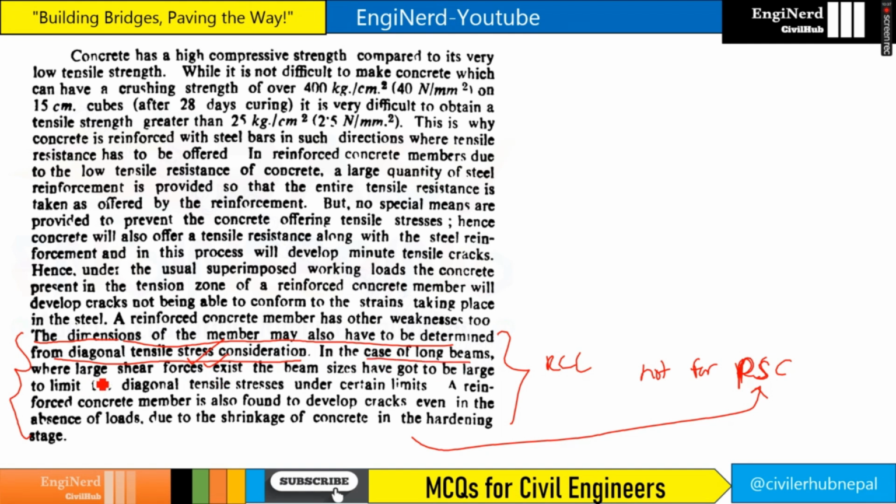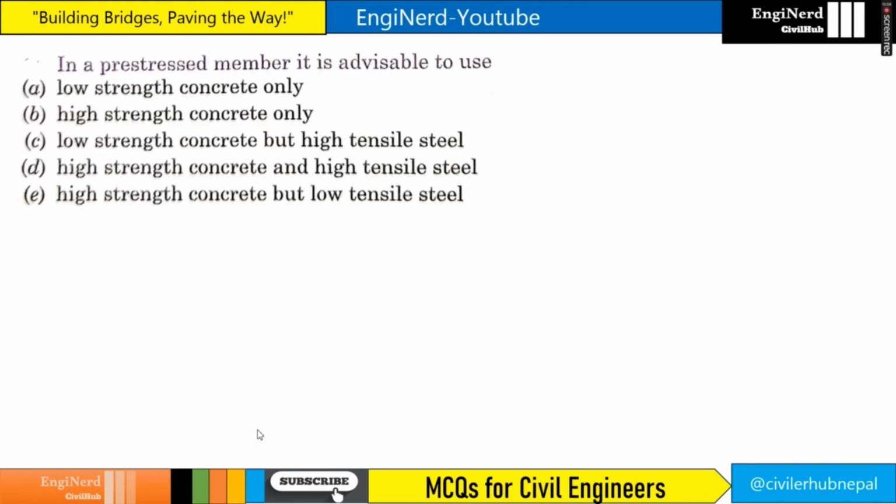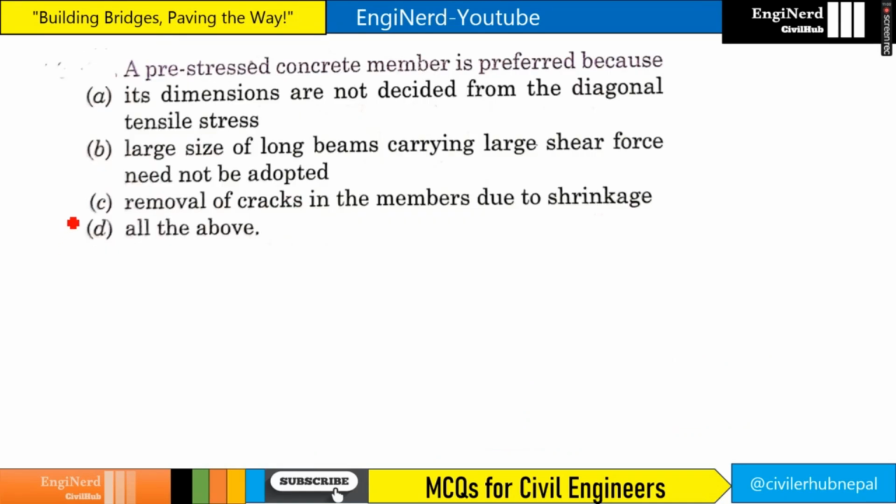In the case of long beams where a large shear force exists, the beam size has to be large to limit the diagonal tensile stress under certain limits. A reinforced concrete member is also found to develop cracks even in the absence of load due to shrinkage of concrete in the hardening stage. So these are the problems of RCC. This can't be found in prestressed concrete members. So our answer will be all of the above. We don't have to take care of these: the dimensions are not decided from the diagonal tensile stresses, large size of long beams carrying large shear force need not be adopted, and removal of cracks in the member due to shrinkage.